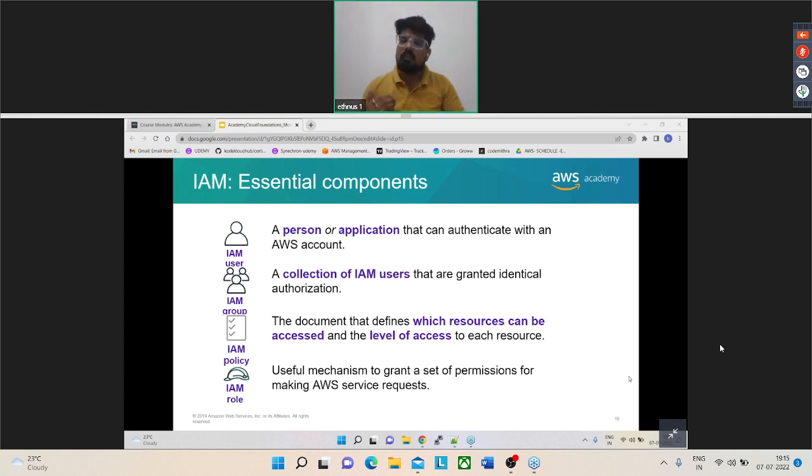These IAM policies define which resources can be accessed and the level of access to each resource, the same as the service control policy which we use at the AWS Organizations level. But these IAM policies we use inside an AWS account. I told you the difference in our last module. These IAM policies are documents which contain all the permissions, written in JSON format. Then you can attach these policies to your IAM group or your IAM users, so that based on the policies, the users can access your AWS account.